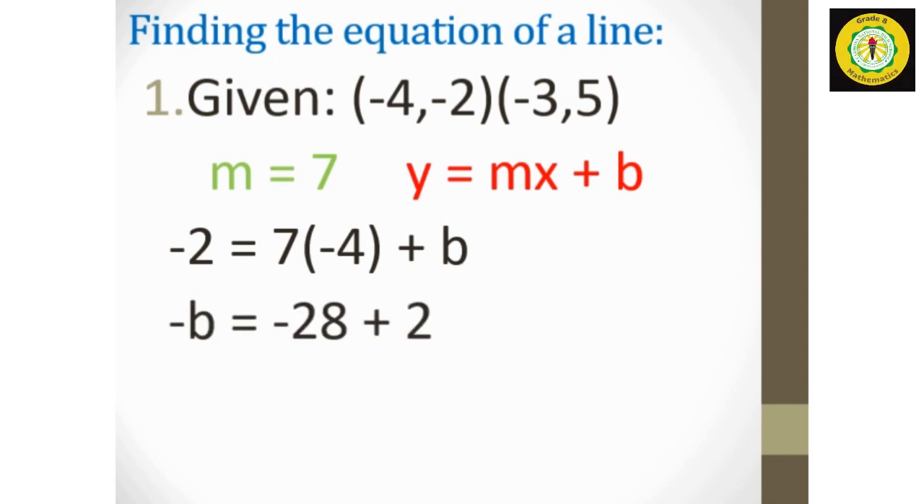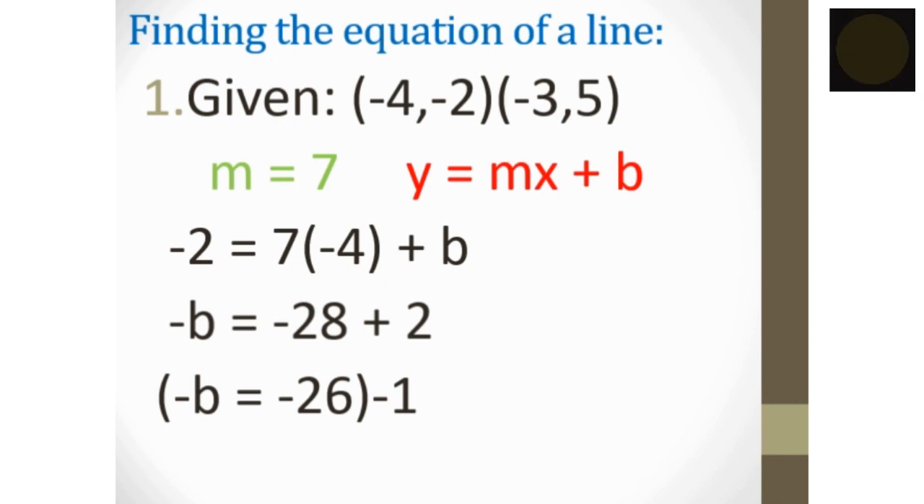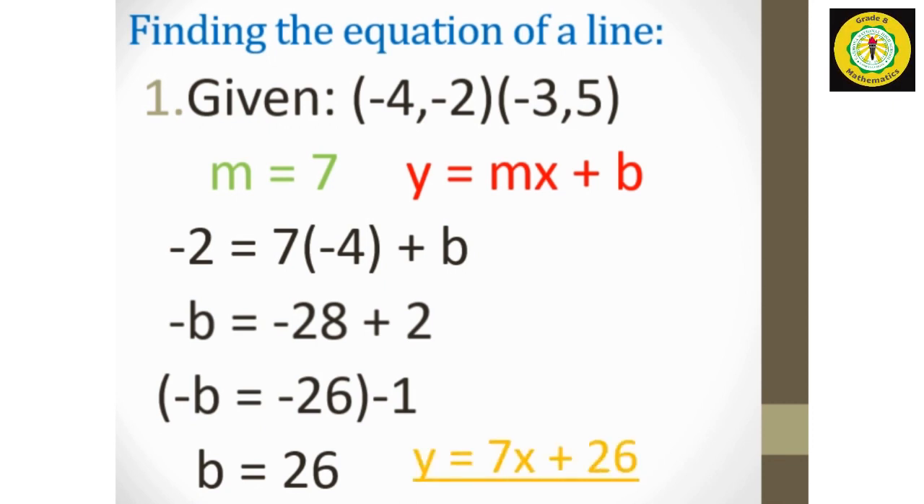And then next, we need to isolate b, so we need to transpose to the left and then negative 2 to the right. So we have negative b equals negative 28 plus 2. So we need to multiply both sides by negative 1 to make b positive. So we have b equals 26. So our equation is y equals 7x plus 26. So our m is 7 and then our b is 26.